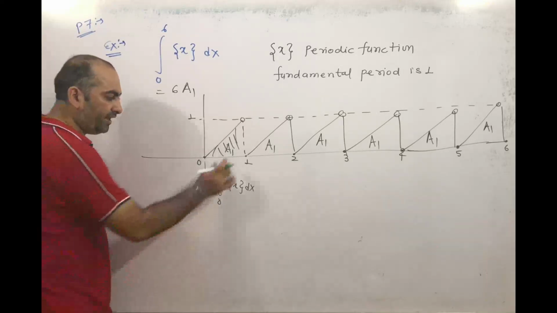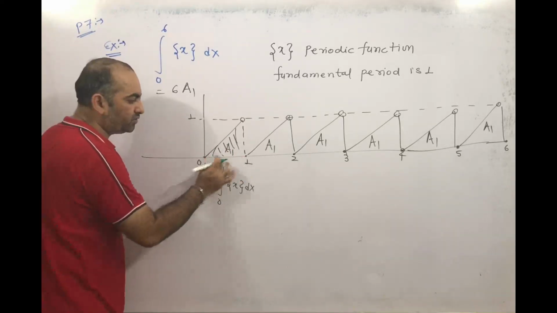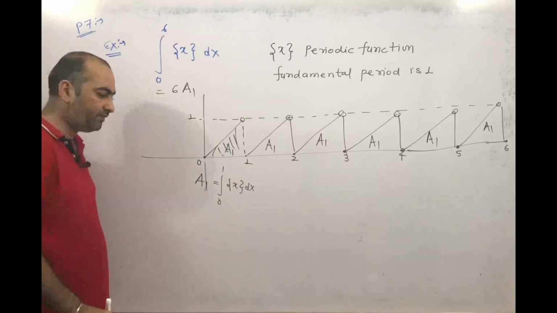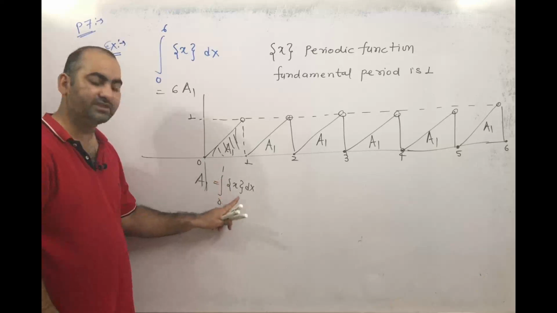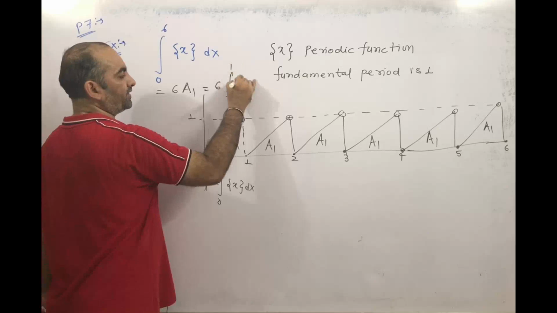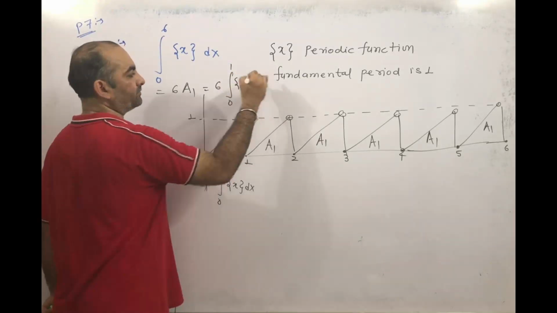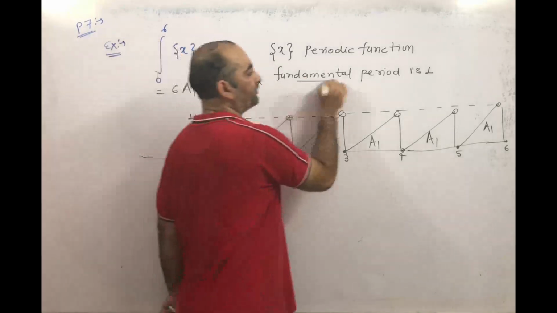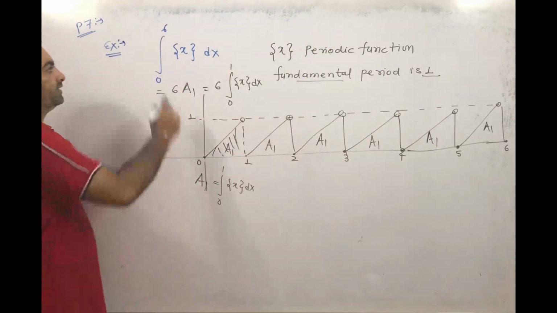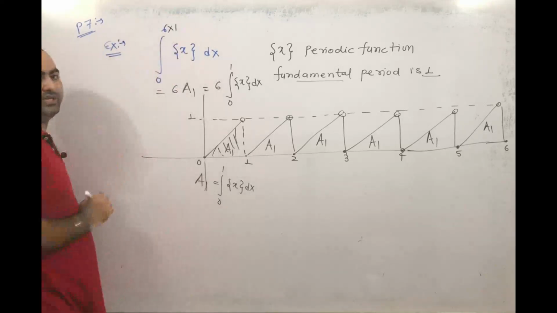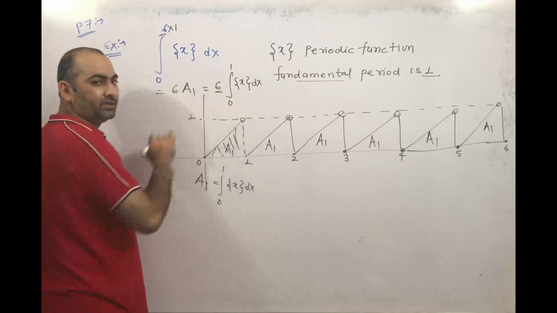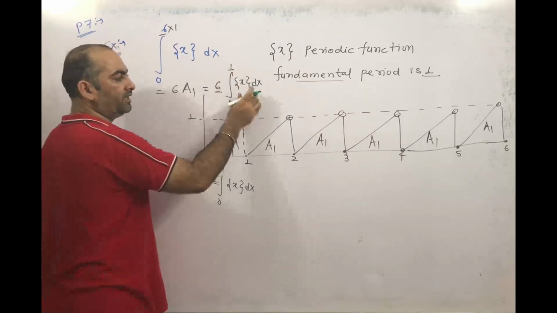And A1 is this one area from 0 to 1, with height 1. So A1 is 0 to 1 fractional part of x dx. So this one we can write as 6 times 0 to 1 fractional part of x dx. What is the fundamental period of fractional part of x? It is 1. So here we can write 6 into 1. So the T value is 1 and 6 is n. So we can take n outside, that is 6, times 0 to the fundamental period, which is 1, fractional part of x dx.